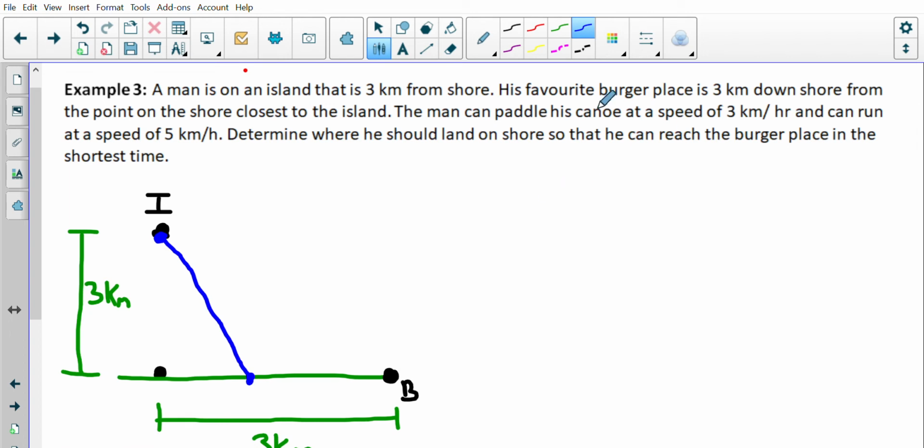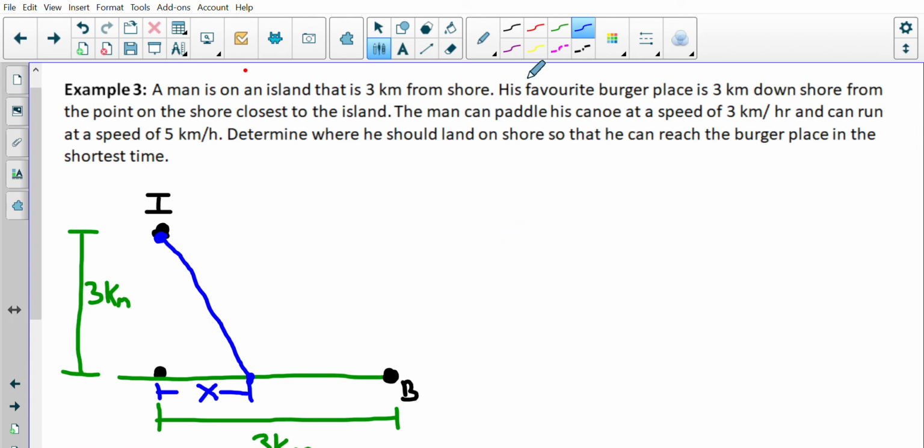All right, so the man can paddle his canoe at 3 kilometers an hour, and he can run at a speed of 5 kilometers an hour. Determine where he should land on shore so that he can reach the burger place in the shortest time. All right, so he's going to land somewhere here. I'm going to call it X. That's this distance from straight across to where he lands.